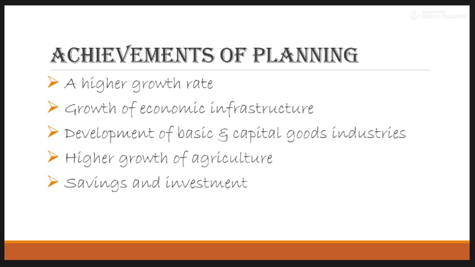Another major area of success of Indian planning is the growth of basic and capital goods industries. With the adoption of the strategy of development during the second plan period, some basic and capital goods industries like iron and steel witnessed spectacular growth. Fourth is higher growth of agriculture.